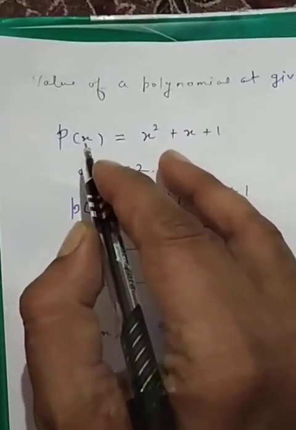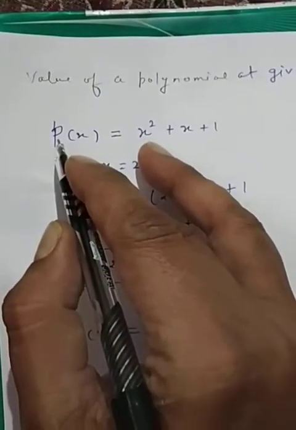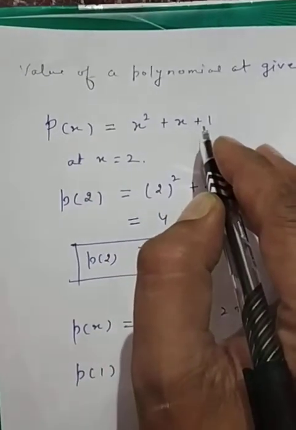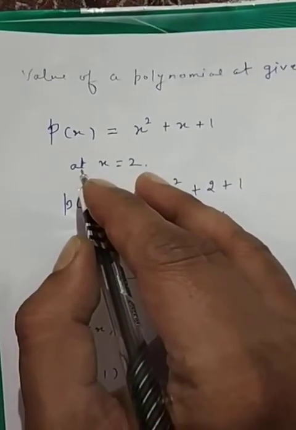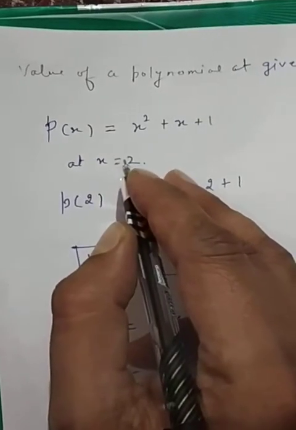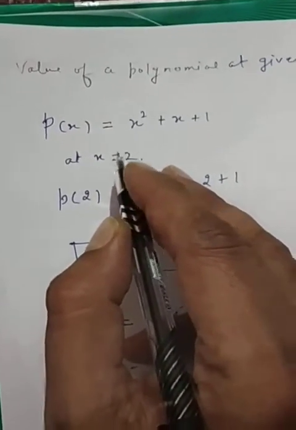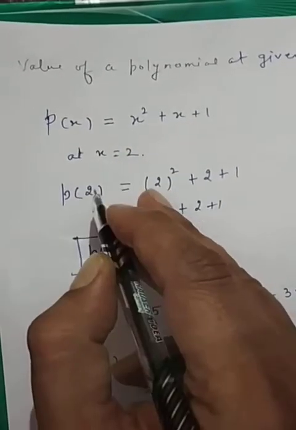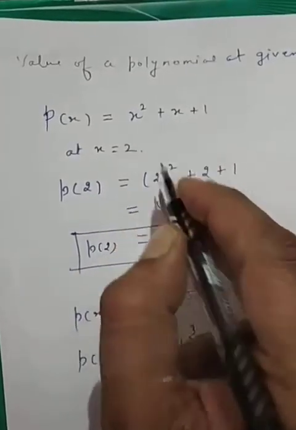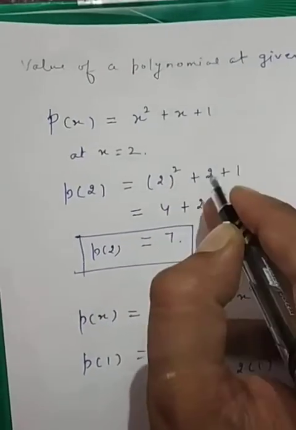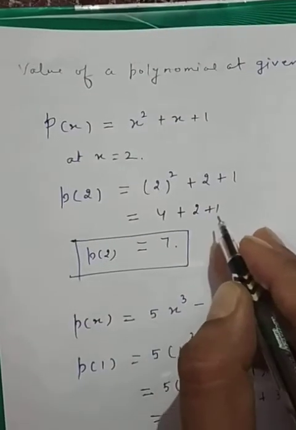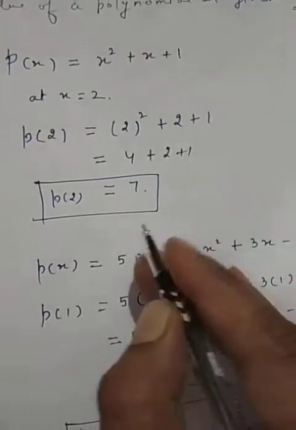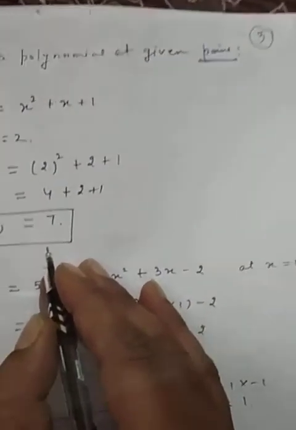Let's say there is a polynomial p(x). P stands for polynomial and x means the variable is x. It is x square plus x plus 1, and we are given a value of x equals 2. So, what we do, we just put the value of x equals 2 in the given polynomial. Now, in place of x we are placing 2. p(2) is equal to 2 square plus 2 plus 1, which is 4 plus 2 plus 1. p(2) is equal to 7. So, by this method we can calculate the value of a polynomial at any point.